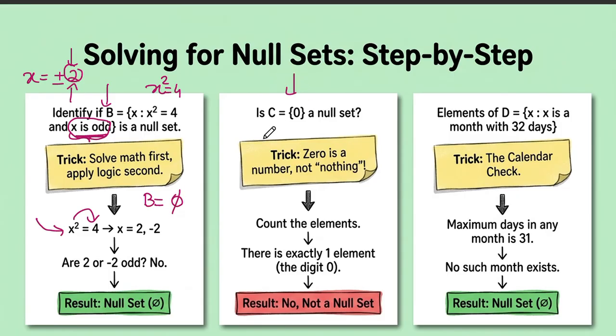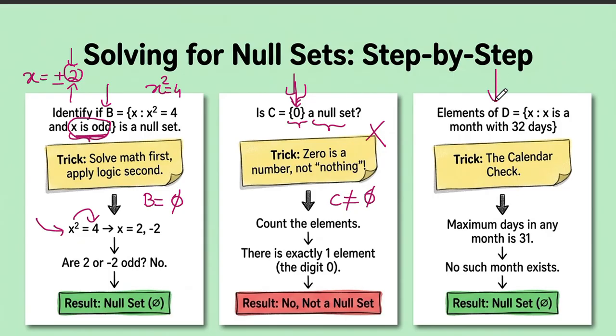Look at this set. The question is C is equal to {0}. A set which has only one element is called a singleton set. So is this a null set? The answer is no. Why? Because one element is there inside the set. 0 is also an element. If an element is there inside the set, then we cannot say it is a null set. So the set C is not equal to the empty set because one element is there.